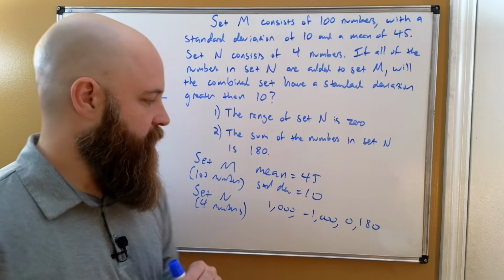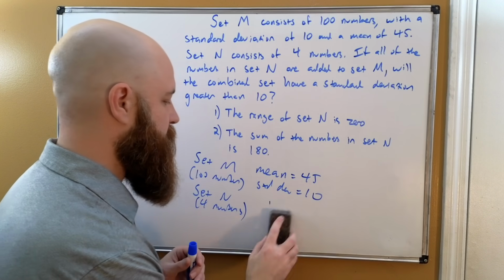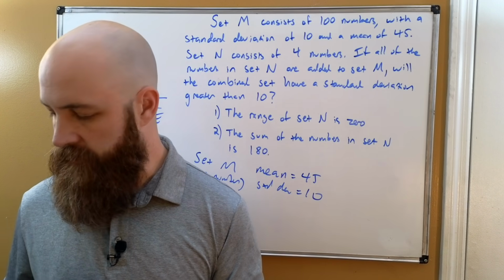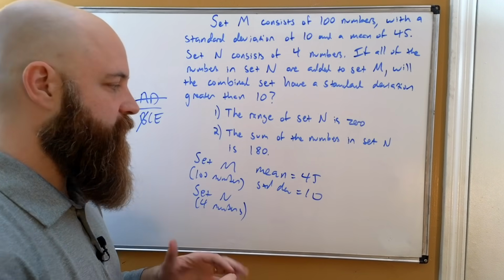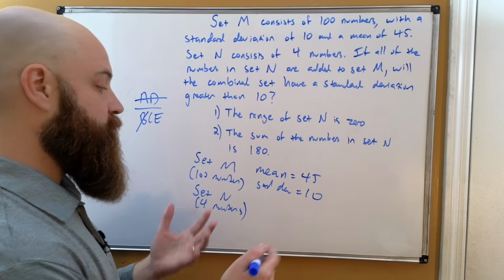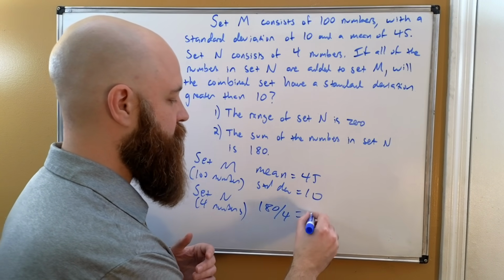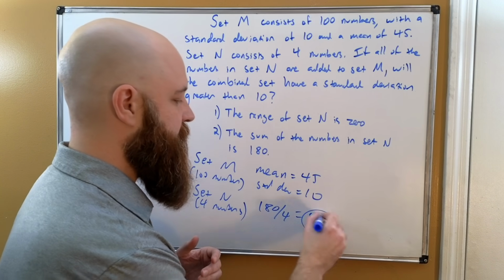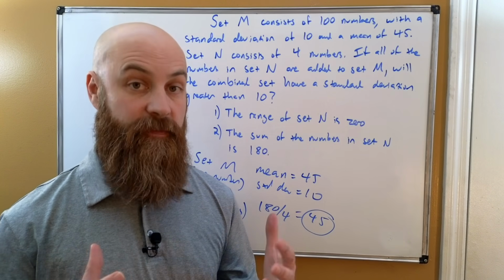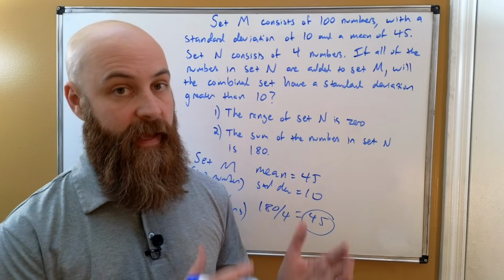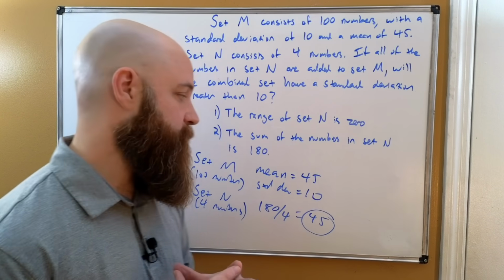Okay, so now what if I consider both the statements together? So set n has a range of 0. I've got 4 of the same number, and those 4 numbers have to add up to 180. Okay, so that tells me 180 over 4 equals 45. Set n consists of the number 45 repeated 4 times. That adds up to 180, has a range of 0.